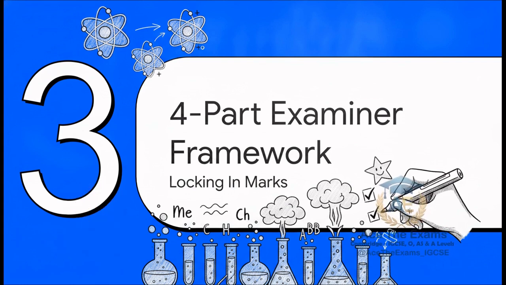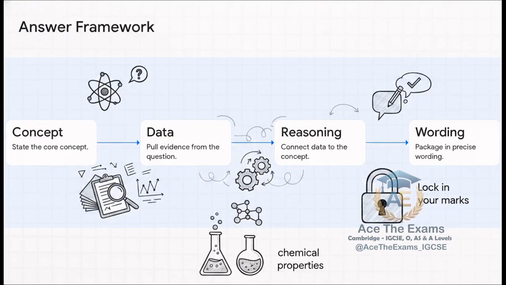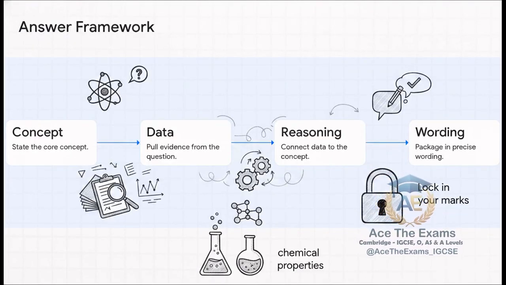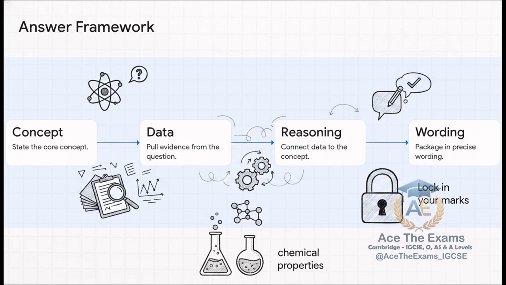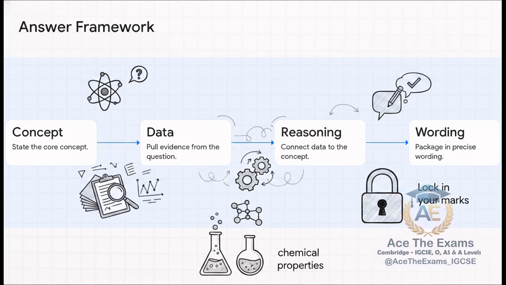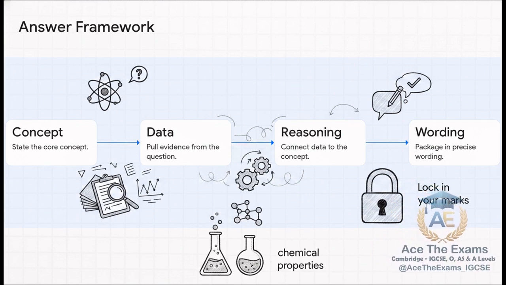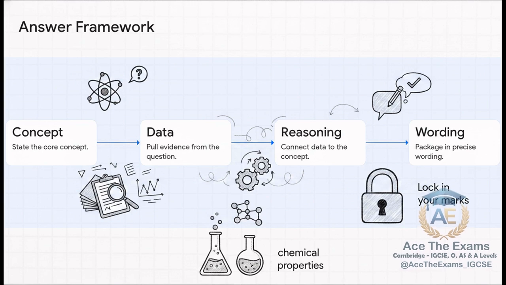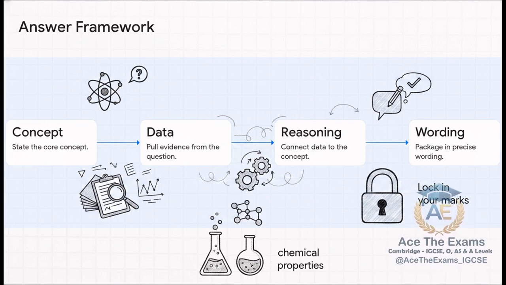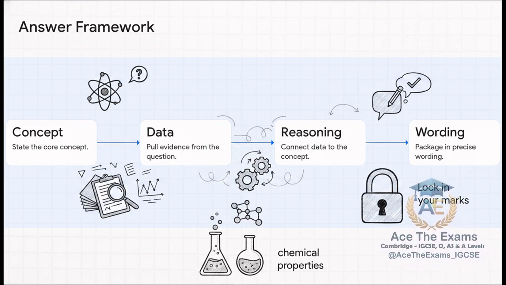Moving right along to Section 3, the 4-part examiner framework. Now we can finally unpack that crucial examiner clue we talked about a minute ago. Whenever you're asked to evaluate, explain, or calculate anything in the 0625 syllabus, you have to rigidly follow these 4 steps to lock in your marks. First up, state the core concept. Second, pull the evidence or data directly from the question itself. Third, apply scientific reasoning to connect that data to your concept. And finally, package the whole shebang in precise examiner wording.